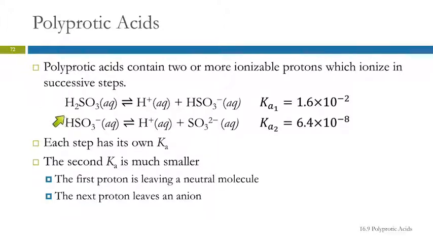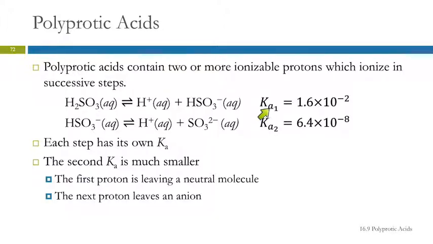Here we've got sulfurous acid. It can remove 1 hydrogen ion, and then we've got hydrogen sulfite ion. The hydrogen sulfite ion also has an ionizable hydrogen, and it can release that and give us the sulfite ion. These are 2 separate reactions. They each have their own equilibrium constant.